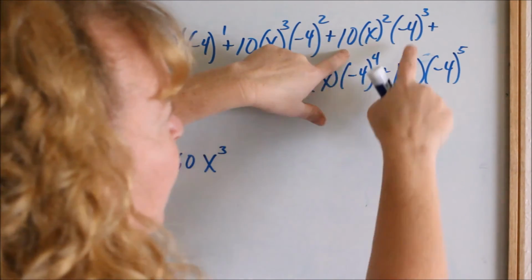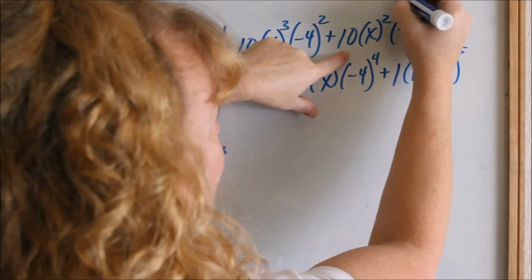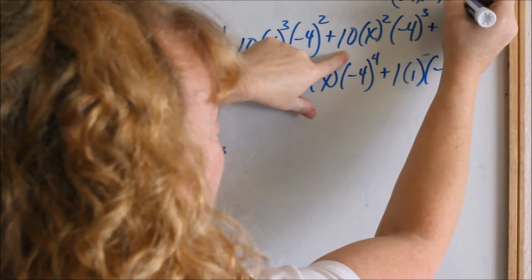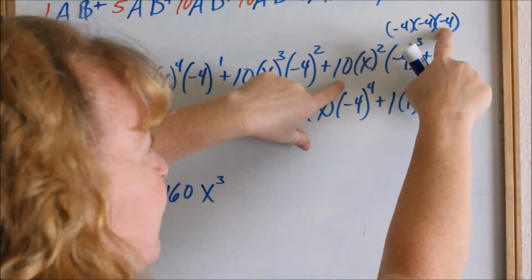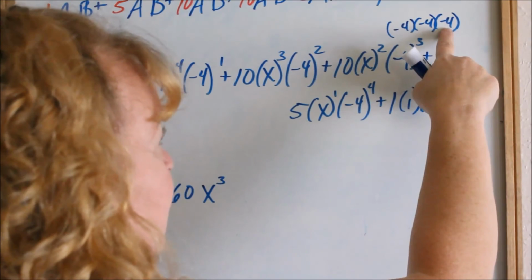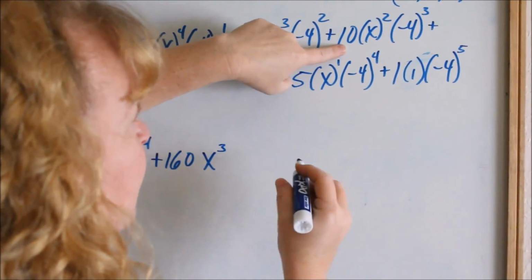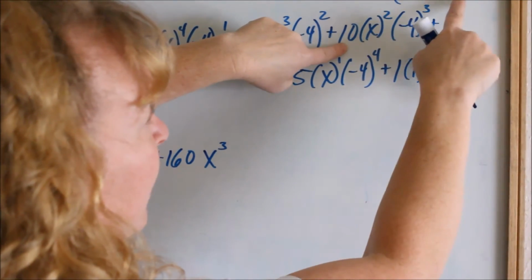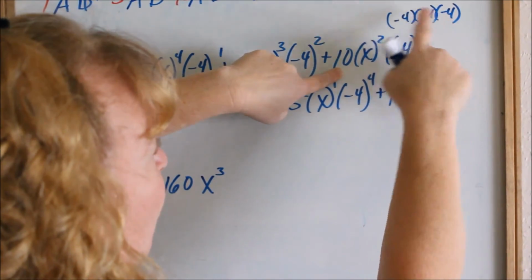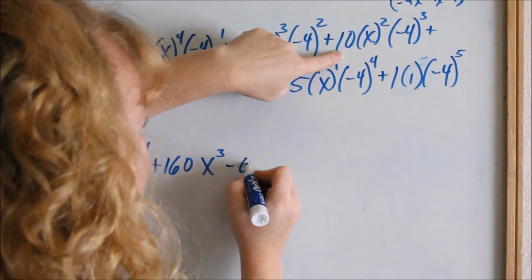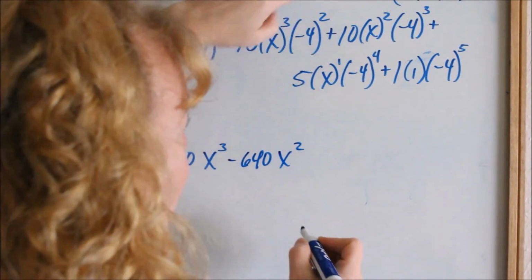Now we're over here. -4 cubed. Is that going to be a positive or negative? That is -4 times -4 times -4. A negative times a negative times a negative is a negative. And 4 cubed is 64. And 64 times 10 is 640. So this should be a -64. Okay, negative times a negative times a negative is a -64 times 10 is a -640. And then x squared is just x squared.